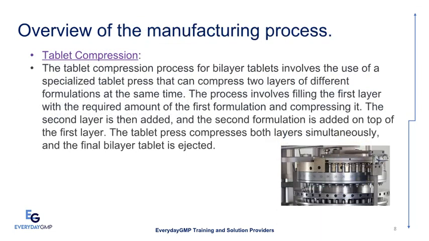The tablet compression process for bilayer tablets involves the use of a specialized tablet press that can compress 2 layers of different formulations at the same time. The process involves filling the first layer with the required amount of the first formulation and compressing it. The second layer is then added, and the second formulation is added on top of the first layer. The tablet press compresses both layers simultaneously, and the final bilayer tablet is ejected.